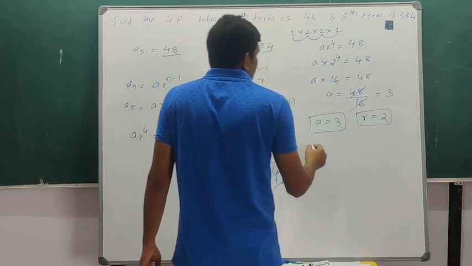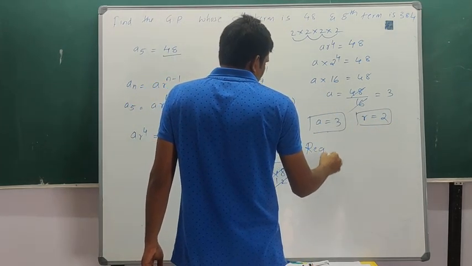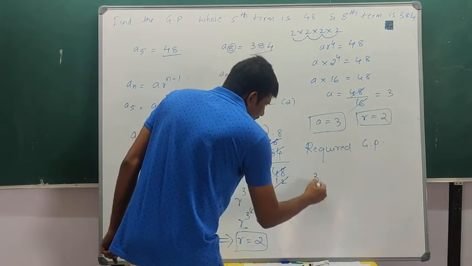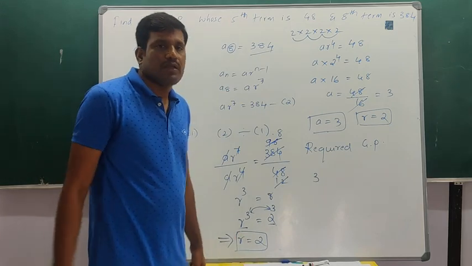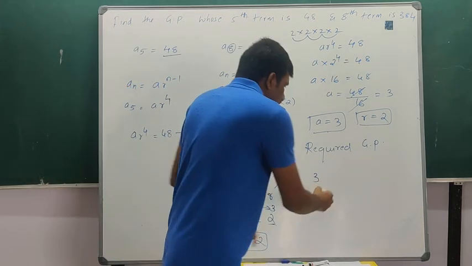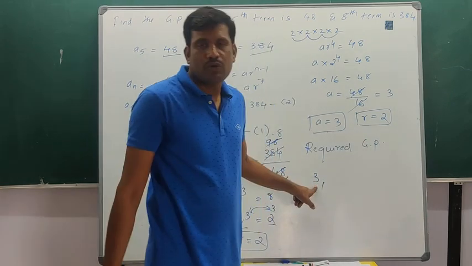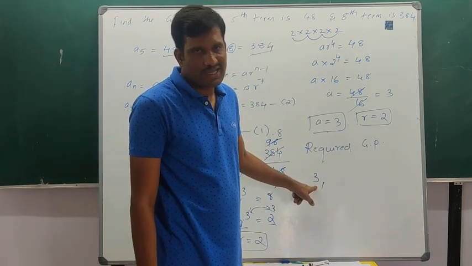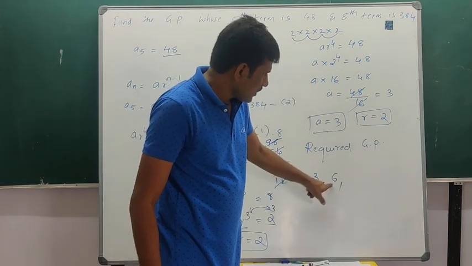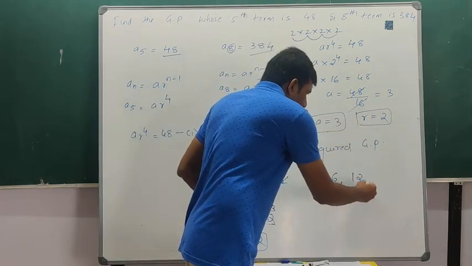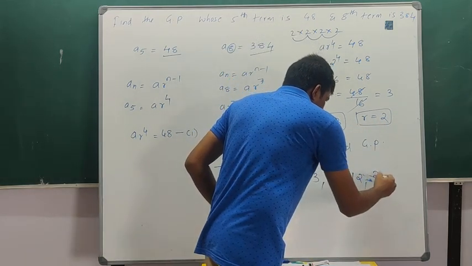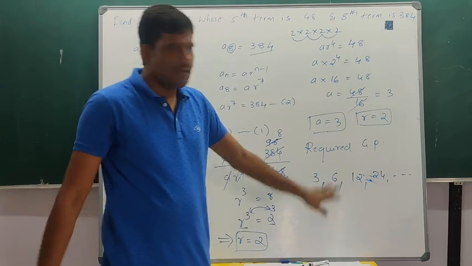So now the required GP, I will write the GP. First we have to write the first term. What is the first term? 3. Then we have to multiply the common ratio to each term. Already explained in the last class. So 3 into 2 is 6. Next, again this 6 into 2 is 12. So next, 12 into 2 is 24, and so on. This is the required GP.